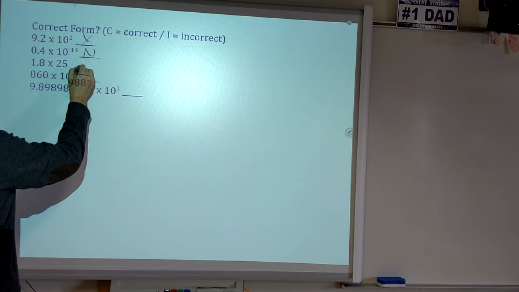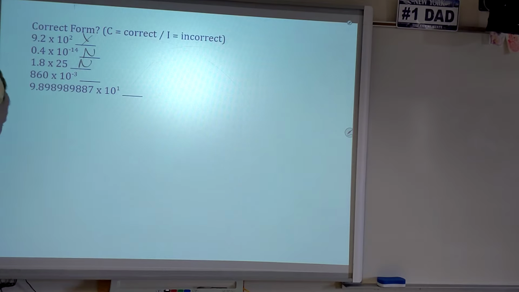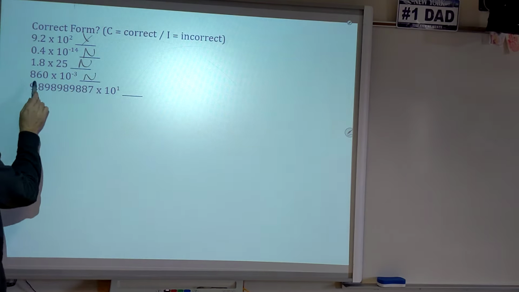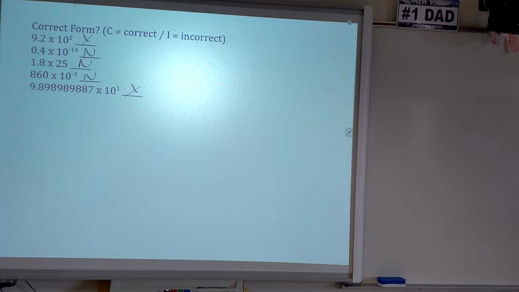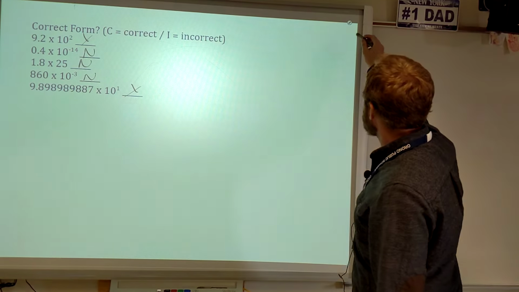This one does not work because there's not a times 10 here. You don't times it by any number. It always has to be times 10 to the power of something. This one does not work because there's supposed to be a decimal there. This one looks good. That's a yes. I did y's and n's instead of i's and c's, but you can figure that out.